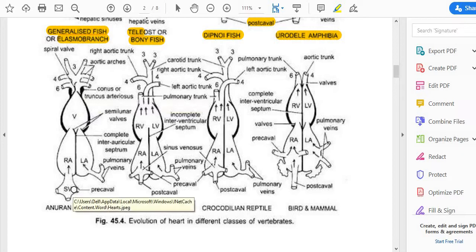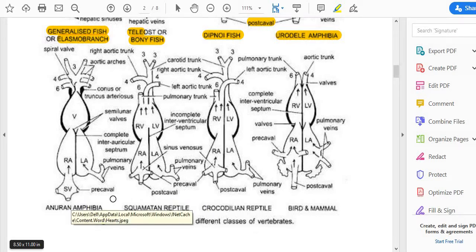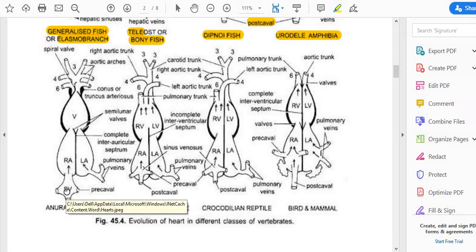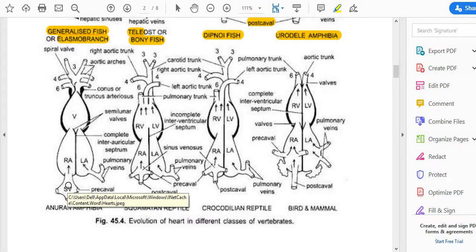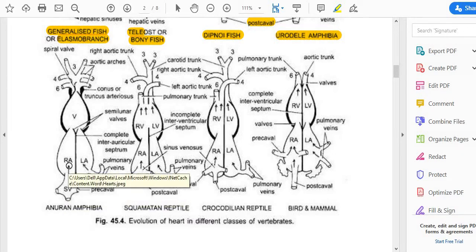So here the blood is collected from the precaval and postcaval veins. Precaval veins are 2 in number, postcaval is 1 in number. So the blood is poured inside the sinus venosus. From the sinus venosus, it enters into the right auricle. The deoxygenated blood is collected actually, and it enters into the right auricle. The right auricle always receives the deoxygenated blood. In between the sinus venosus and right auricle, we find the presence of the sinoatrial aperture.